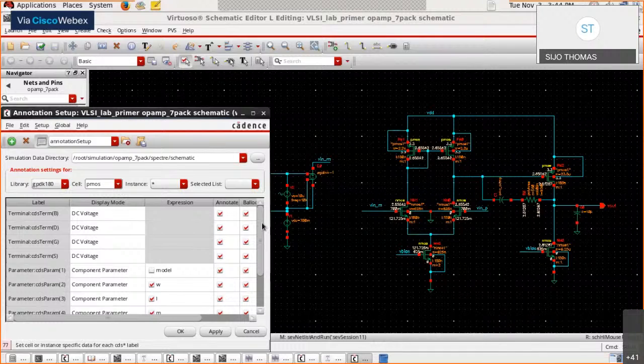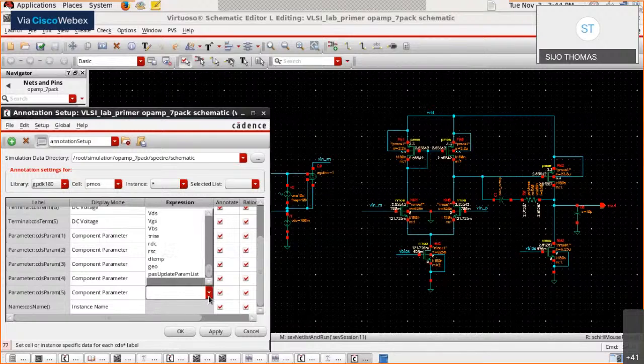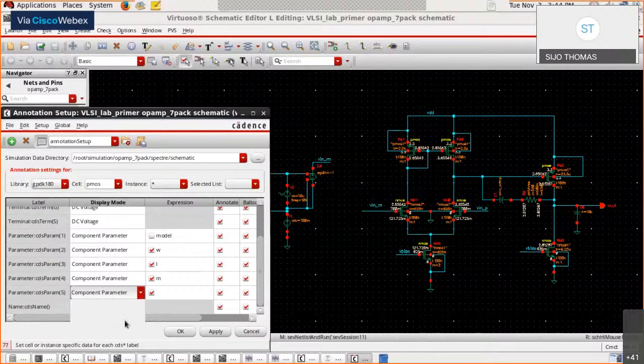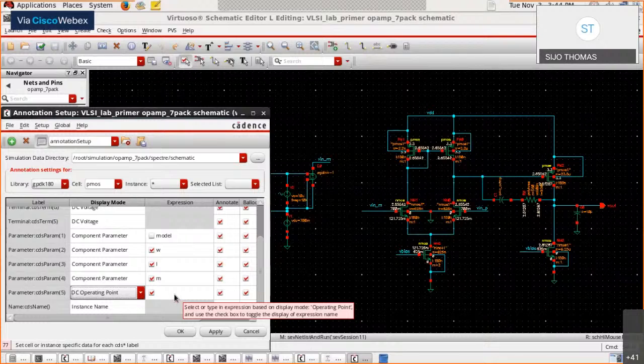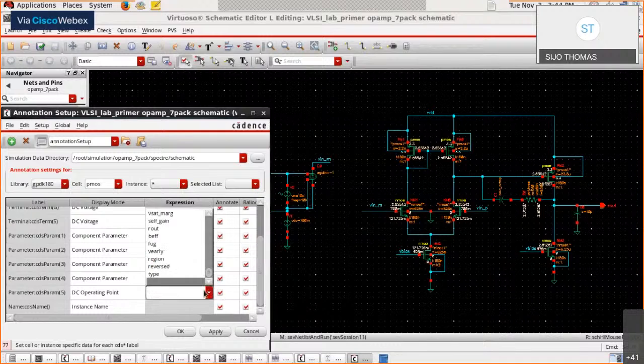We are going with PMOS first. Come down to the component parameter. Double click on the component parameter column, on the left, and make it DC operating point parameters. Now it is highlighting component parameter in the schematic, so instead of that we are highlighting DC operating point. Double click there. You can choose region of operation first, REGN.